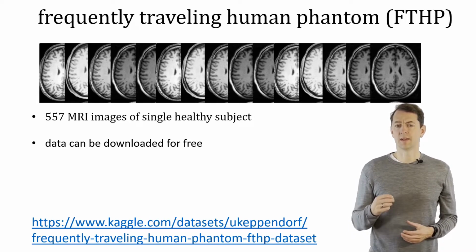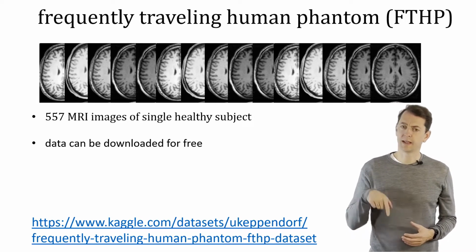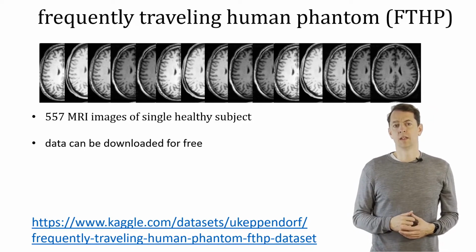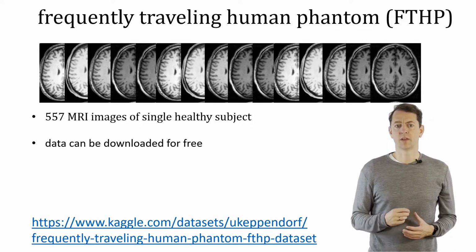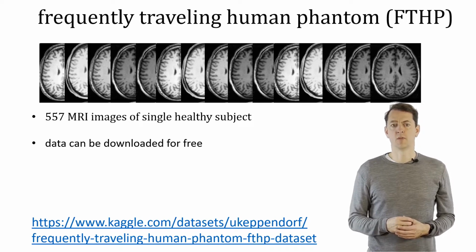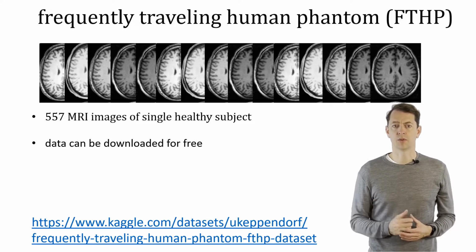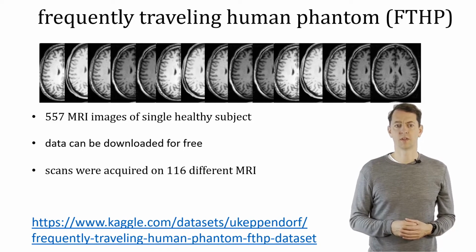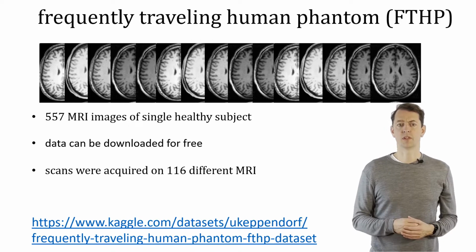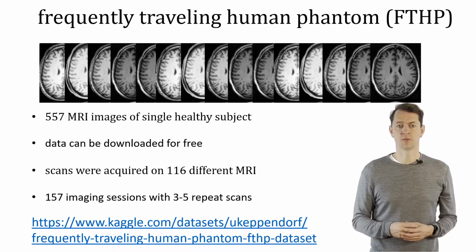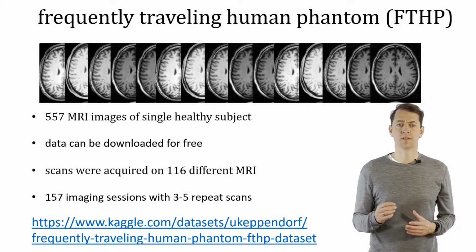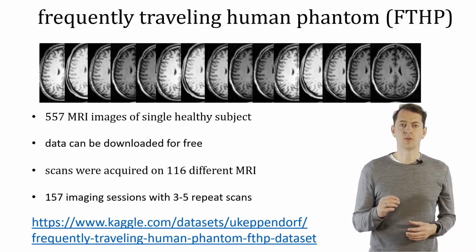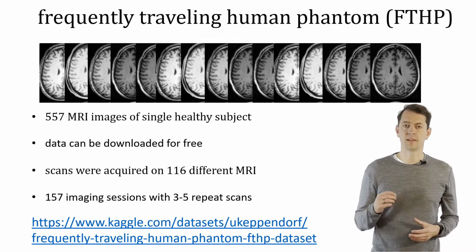The good thing is that the data can be downloaded for free. The link can be found under this video. The data provides 557 images of the brain of a single healthy male volunteer. Scans were acquired on 116 different MRI machines, and for some scanners the volunteer was scanned in several imaging sessions with different MRI protocol settings. Altogether, the dataset includes data from 157 imaging sessions with 3 to 5 repeated scans in each session.